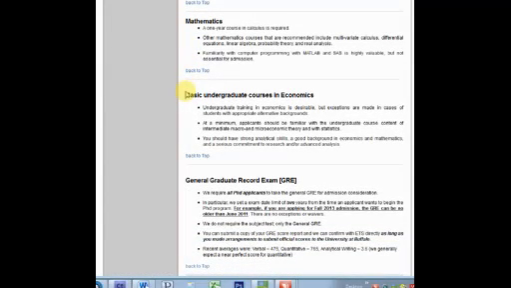We look for extensive backgrounds in mathematics. A one-year course in calculus is required, but mathematics courses in multivariate calculus, differential equations, linear algebra, probability theory, and real analysis are all helpful when considering applicants for admission.